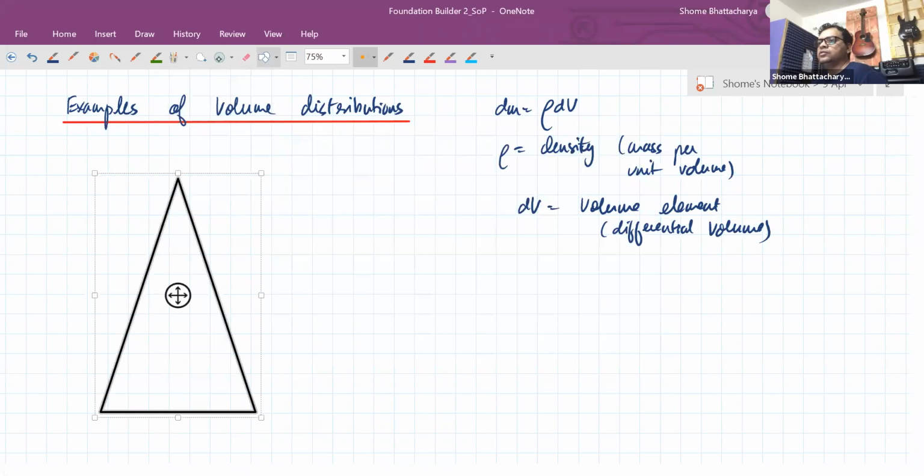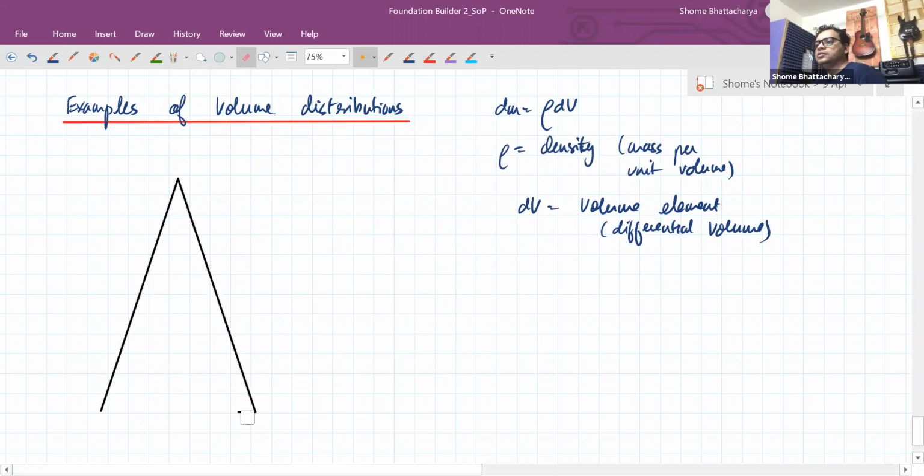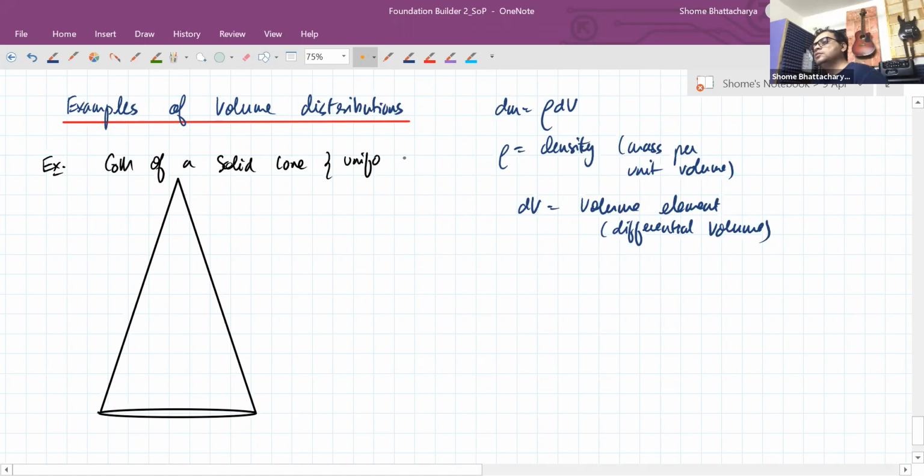A solid cone made of material of uniform density. And also the cone has a regular shape, that its altitude is a symmetry axis. So our first example will be the center of mass of a solid cone made of material of uniform density.